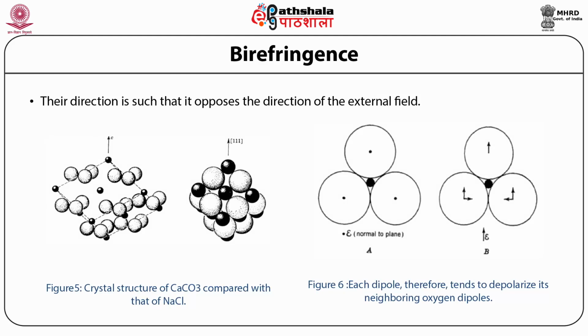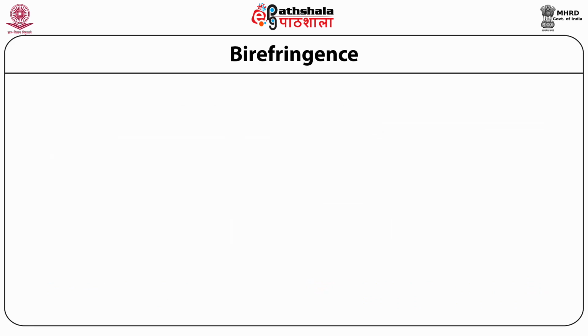Figure 5 shows the crystal structure of CaCO3 compared with that of sodium chloride. Only the calcium atoms and CO3 groups situated on the front faces of the calcite rhombohedron are shown. The carbon atoms are hidden from sight by the much larger oxygen atoms. Each dipole, therefore, tends to depolarize its neighboring oxygen dipoles.